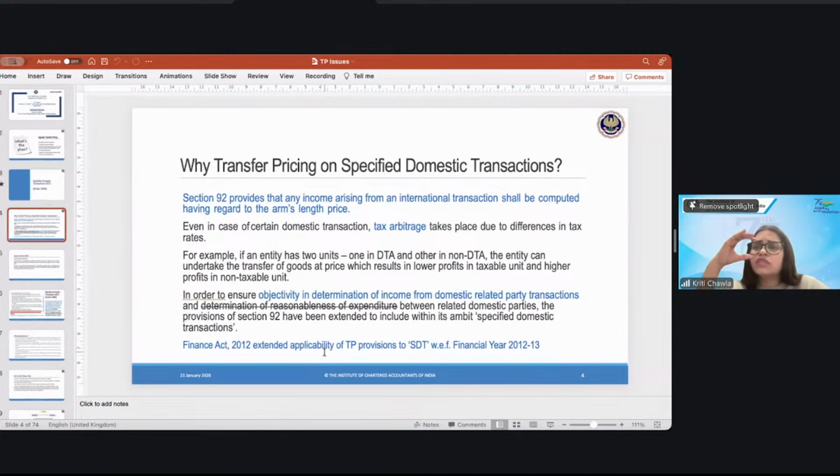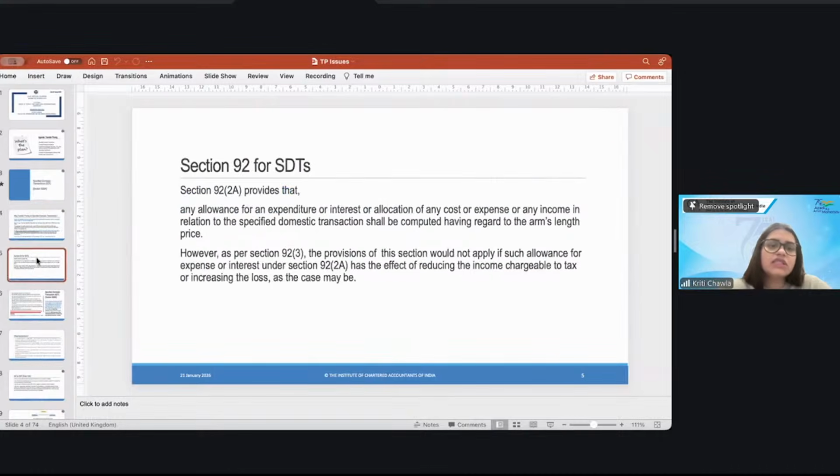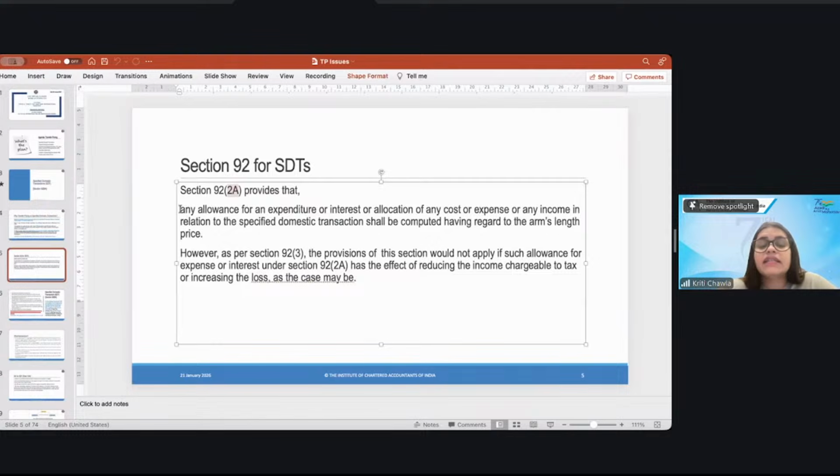Because of the tax benefits that are provided in India to specified units, there could be a tax arbitrage situation there also. So this is the reason when you talk about section 92, section 92BA, this one provides that any allowance for an expenditure or interest or allocation of cost or expense or any income in relation to specified domestic transaction, it shall be computed having regard to the arm's length price.